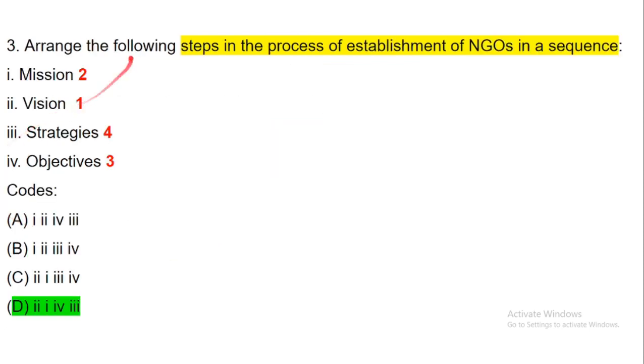Now next question. Arrange the following steps in the process of establishment of NGO in a sequence. So आपको क्या करना है? एक NGO बनाने, establish करने के लिए आपको कौन सा step follow करेंगे sequentially? First you have to write the vision of the NGO, then the mission of the NGO, and then what are the objectives of the NGO, and then what strategy you have for this NGO.